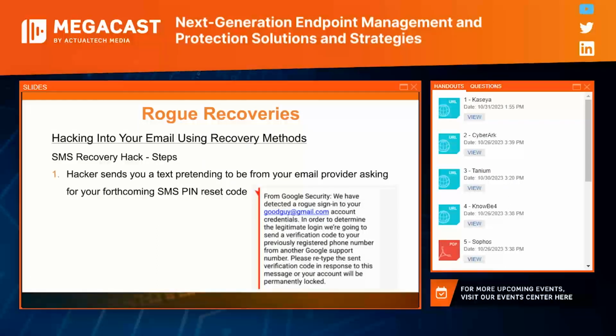In order to determine a legitimate login, we're going to send you a verification code to your previously registered phone number from another Google support number. Please retype this sent verification code in response to this message, or your account will be permanently locked. You have to put that "permanently locked" part in to tell them all their pictures will go away forever. You've got to give them a stressor event.